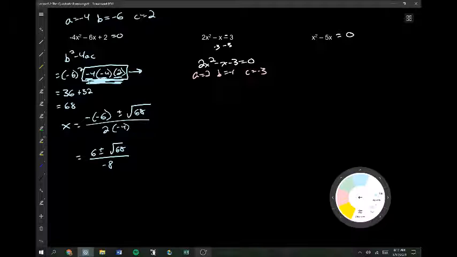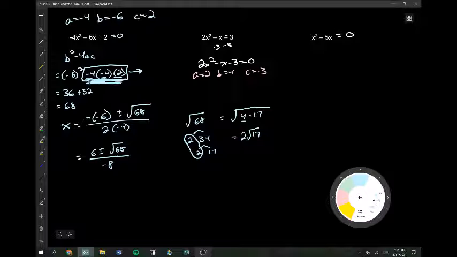Now I want to see if that root 68 can break down, if it can be simplified. So 68 is 2 times 34. 34 is 2 times 17. 17 is prime, but here's a pair of 2's. So the pair of 2's means this can simplify. This means that root 68 is really the same as the square root of 4 times 17. And I can square root the 4 to make this 2 root 17. This will become 6 plus or minus 2 root 17 over negative 8.